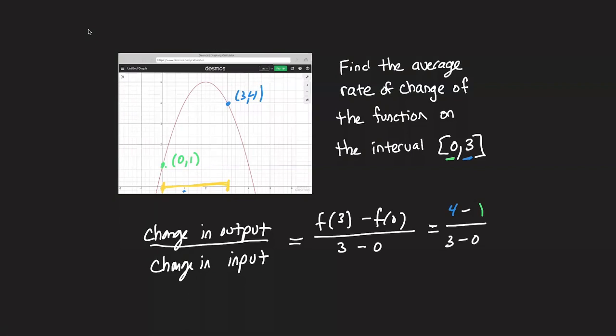So altogether, 4 minus 1 is 3, and 3 minus 0 is 3. And so our average rate of change over this interval is 1. We can see that as we move from left to right, our outputs go way up, they come back down, but on average, as I move from left to right, we increase by 1. So our outputs increase by 1 every time our inputs increase by 1. So this is just a quick example where we can read the average rate of change from a graph.